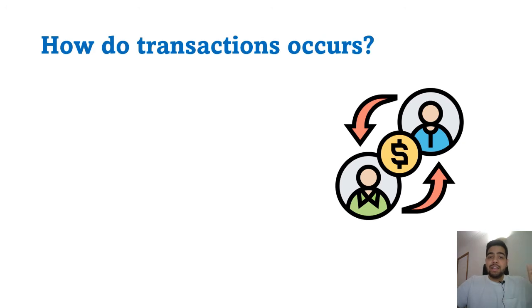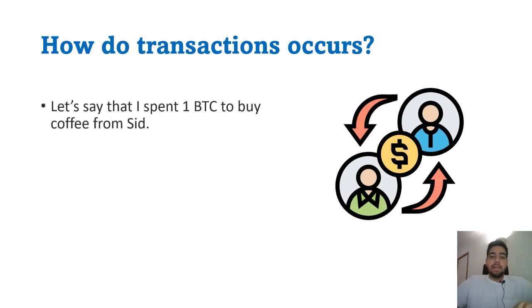So how does a transaction occur on this Bitcoin network? Let's say that I spend 1 Bitcoin to buy coffee from Sid.